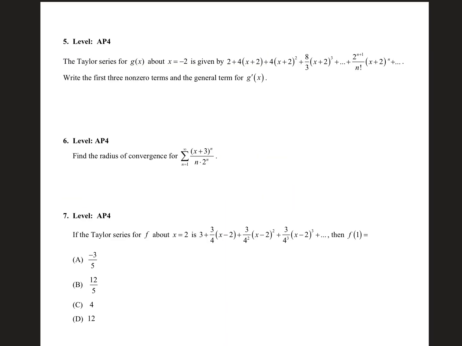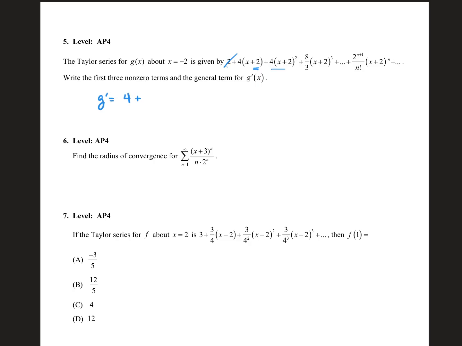All right, looking at number 5, it says a Taylor series for g of x about x equals negative 2 is given by that. We know that it's centered at negative 2 because here you can see x minus c. So x minus a negative 2. So they want us to find g prime. G prime would just be the derivative. So the constant goes away. So the first one would be 4.